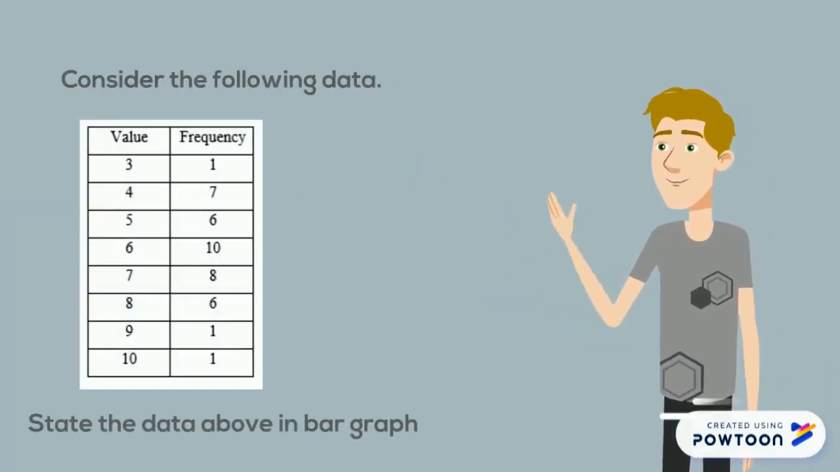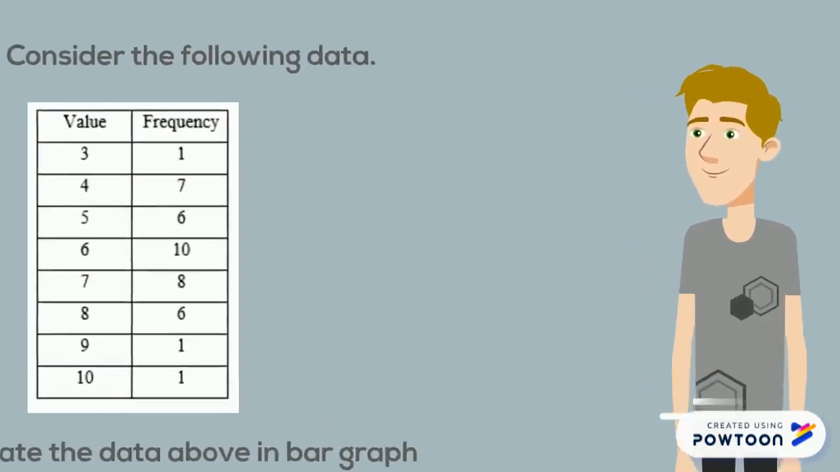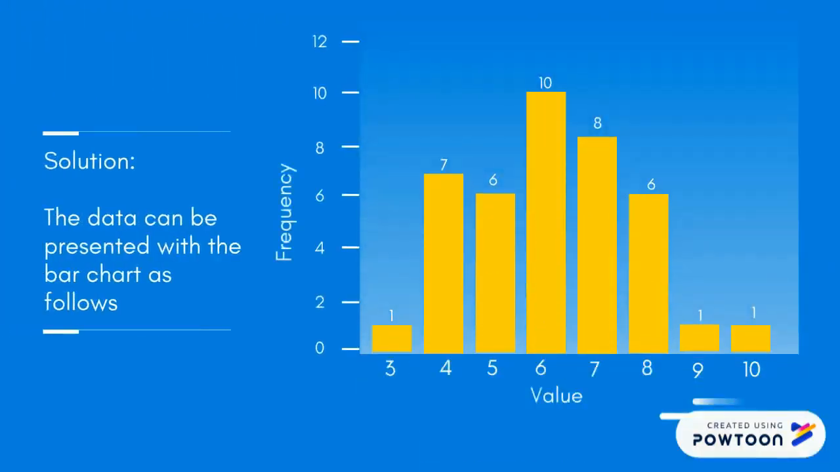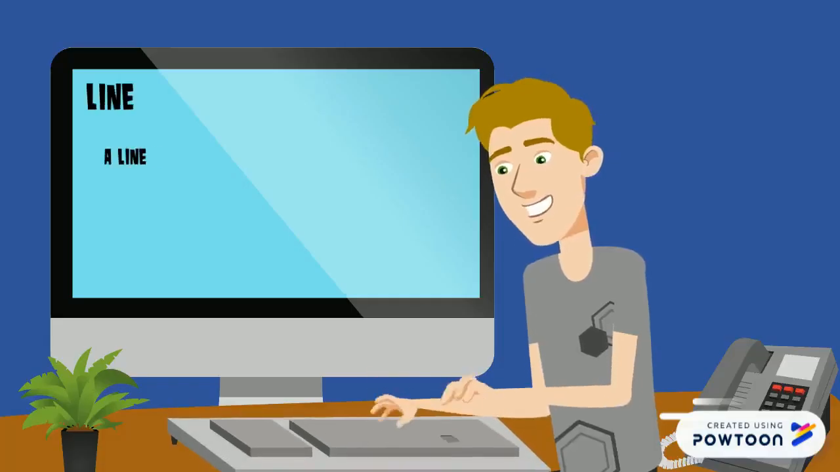Consider the following data. State the data above in the bar graph. Solution. The data can be presented with the bar chart as follows. Horizontal axis is the value and vertical axis is the frequency. If the value is 3, frequency is 1. If the value is 4, frequency is 7. If the value is 5, frequency is 6. Until the value 10, frequency is 1.